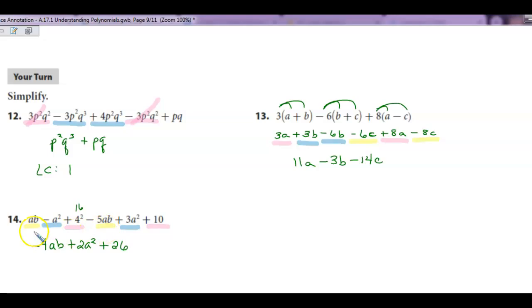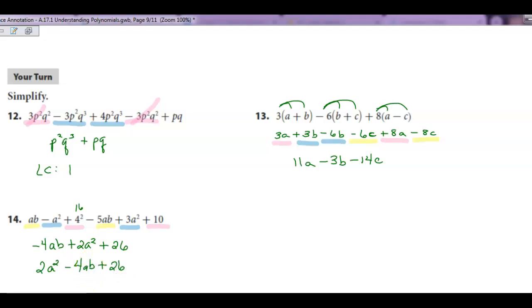So now I combine my like terms. ab minus 5ab is negative 4ab. And negative a squared plus 3a squared is 2a squared. And then I have 16 plus 10, I get 26. Now, when writing this in standard form, I have two choices. I can choose to move the 2a squared, or I can leave the negative 4ab in the front. Personally, I like my first numbers to always be positive, so I would write it as 2a squared minus 4ab plus 26.